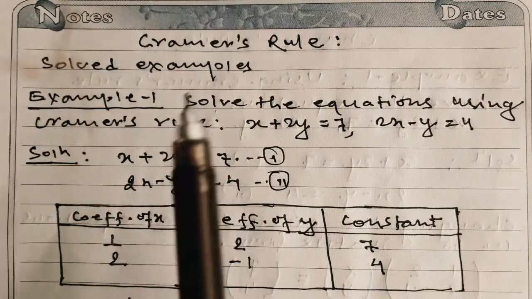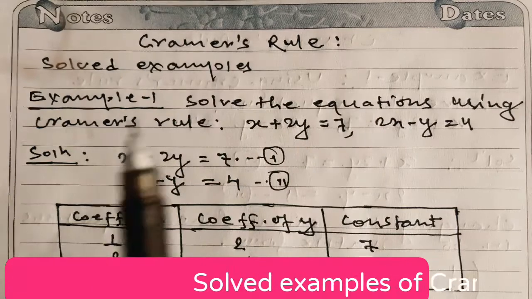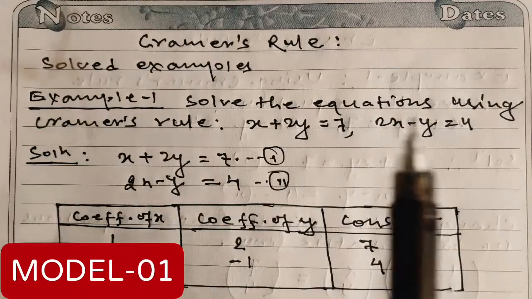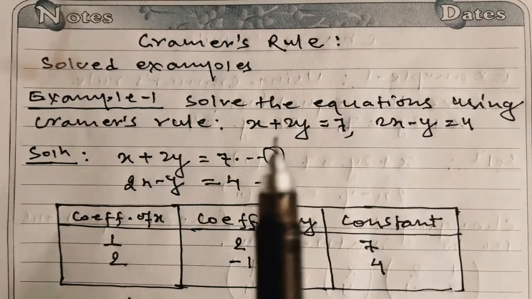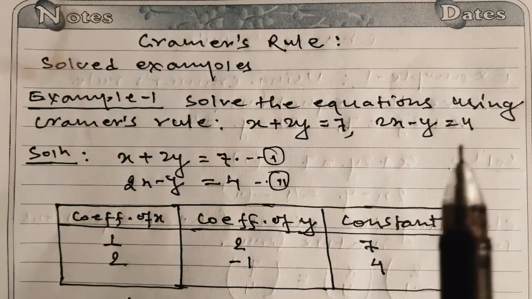In this lecture, we are going to discuss solved examples of Cramer's rule. Example number 1. Solve the equations using Cramer's rule. x + 2y = 7, 2x - y = 4.